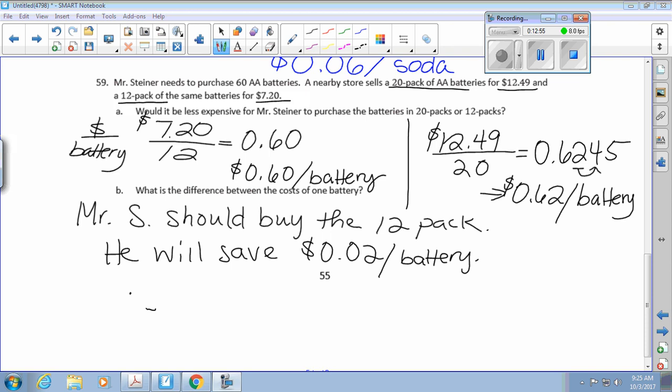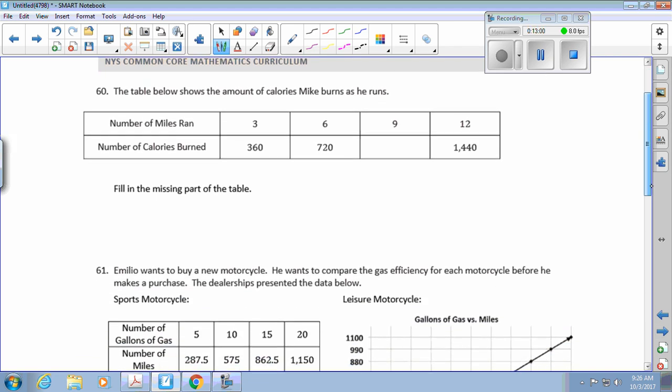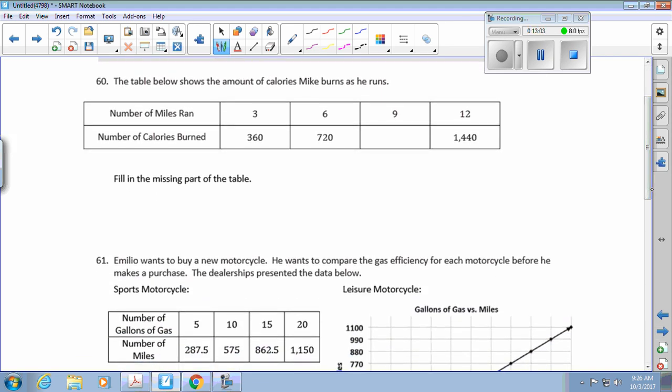All right, we are now going to move on to a few more examples on page 56. Question 60 is our first one. It says the table below shows the amount of calories Mike burns as he runs. Number of miles ran. What are they counting up by? Carly? By the number of miles, they're counting up by 3s. 3s, yeah. They're using an interval of 3, and that's consistent, right? They don't do any weird jumps. So 3, 6, 9, 12.